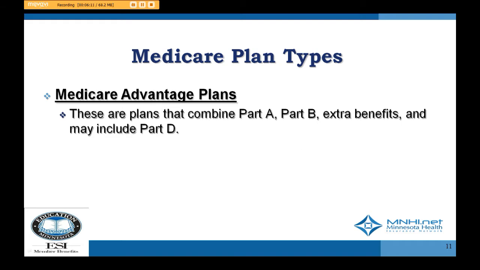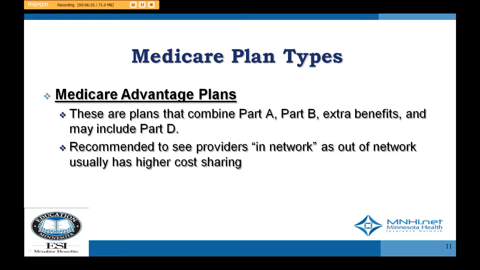The last plan you'll hear us talk about is going to be Medicare Advantage plans. These plans combine Part A and Part B, give you additional benefits, and will typically include Part D. They are going to use a network, so it's always recommended to see providers in that network. Should you go out of network, there's typically a higher cost sharing. And the travel benefits will vary between carriers.